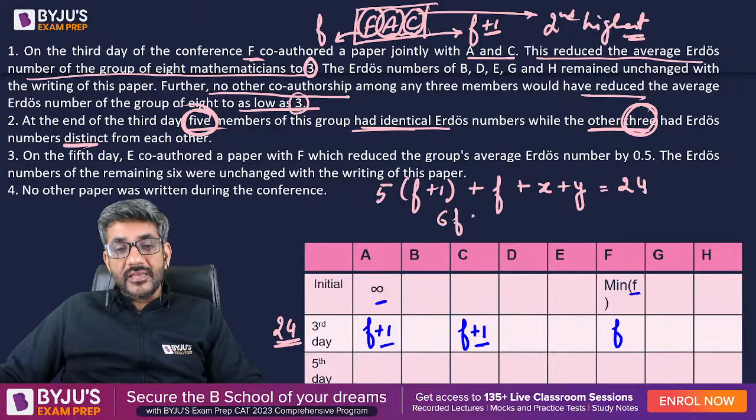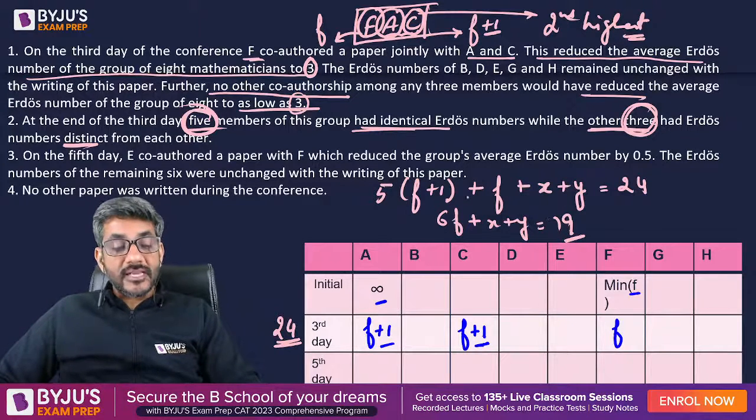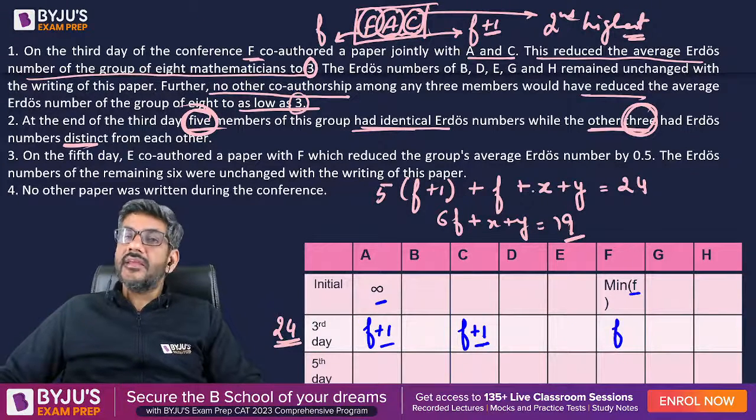From here I can say 6F plus X plus Y is 19, because 5 into 1 is 5, which goes to the other side as minus, and it became 19. I'm left with 5F plus F, that is 6F plus X plus Y. So 6F plus X plus Y is equal to 19 from here.